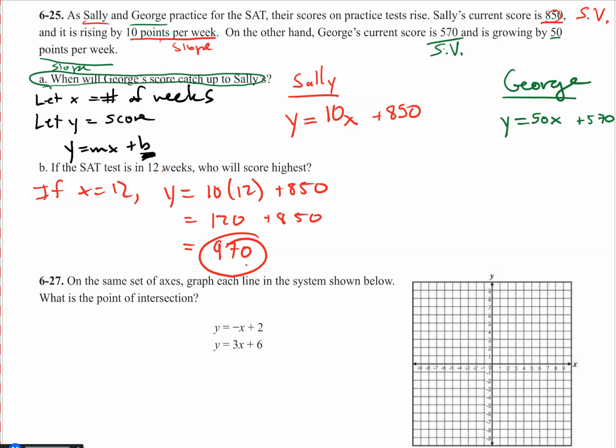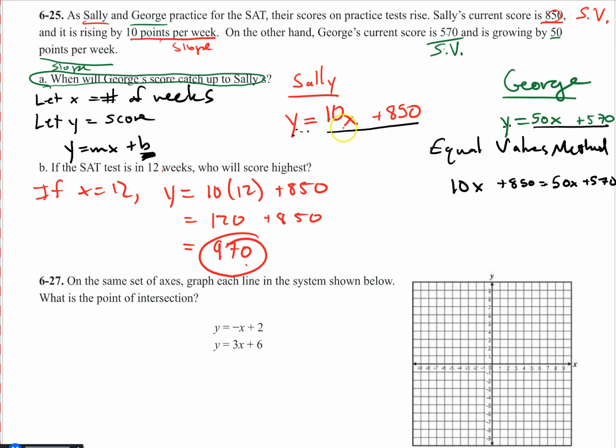To find that out, we're going to use something called the equal values method. Alright, I'm going to take this equation, and I'm going to take that equation, and since they're both y equals, I'm going to set them equal to each other. What I mean by that is basically you take this and you take that and you put an equal sign in the middle. So I took this, wrote it here, that here with an equal sign in the middle.